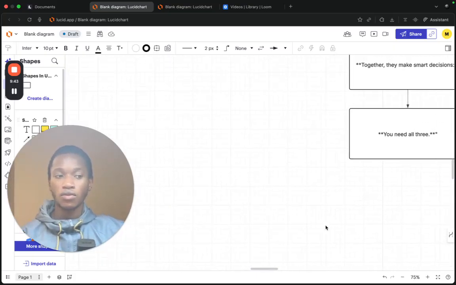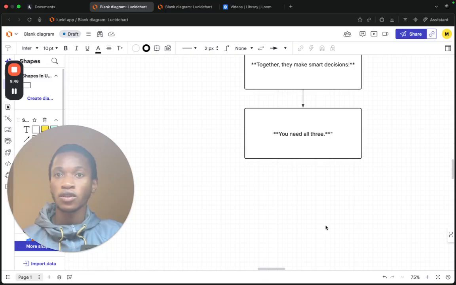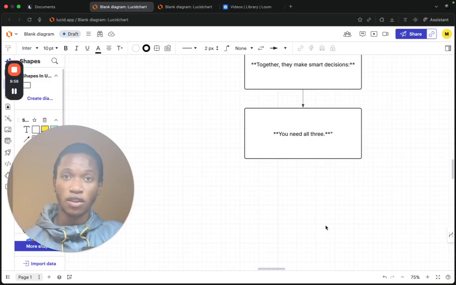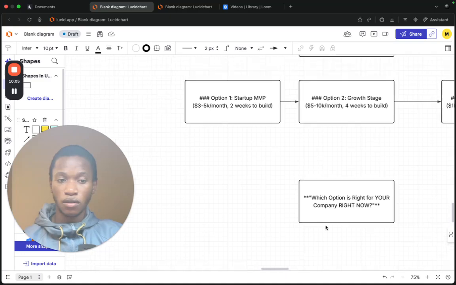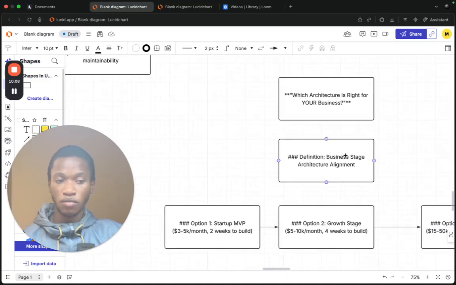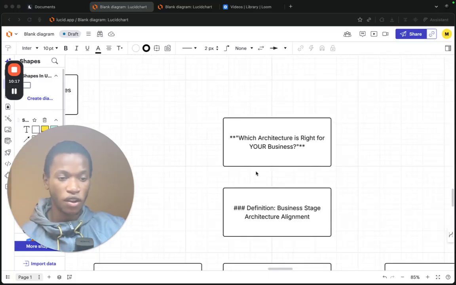And so that leads us to part four, which is the three options. In terms of your life cycle stage, so you're just starting, this is like opening your first restaurant. Which architecture is right for your business?